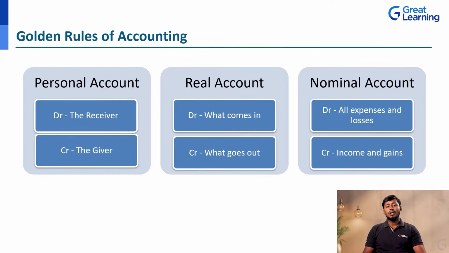When it comes to the nominal account, debit all expenses and losses and credit all income and gains. As per the nominal account rule, all the expenses or losses need to be debited. As per the nominal account, all our income, gains and profit we are going to maintain on the credit side.